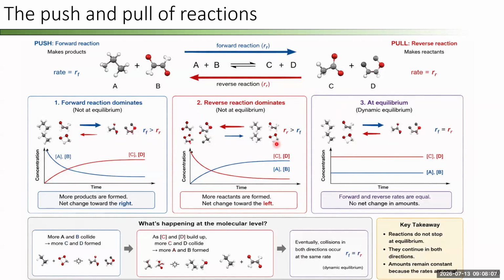We can have the opposite, where the reverse reaction dominates, where let's say we start out with a large amount of C and D.